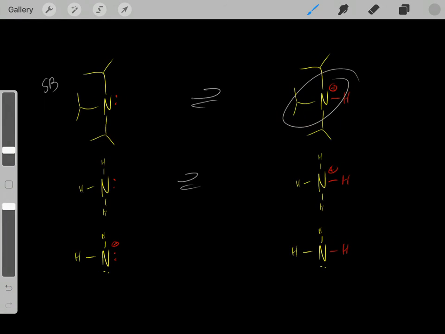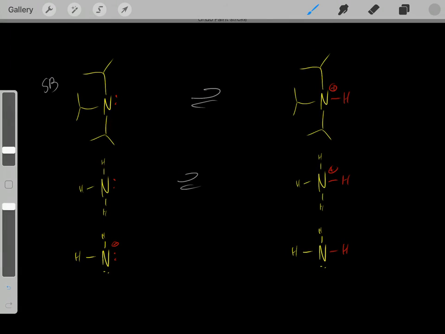But why is this a more stable conjugate acid than this one? Because when they act as these bases, they get these positive charges. However, we know this one has these alkyl groups, and we explained that alkyl groups donate negative charge density. So when this acts as a base, it gets stuck with this positive charge.